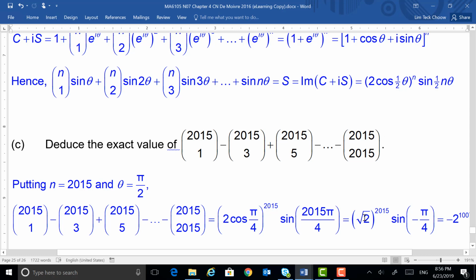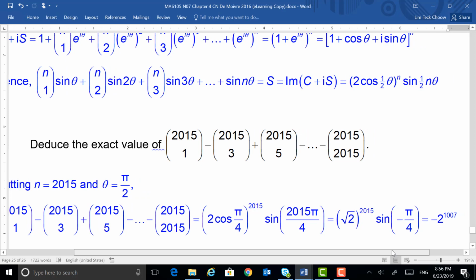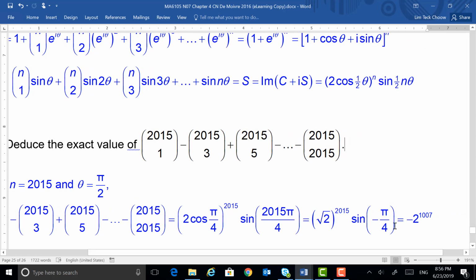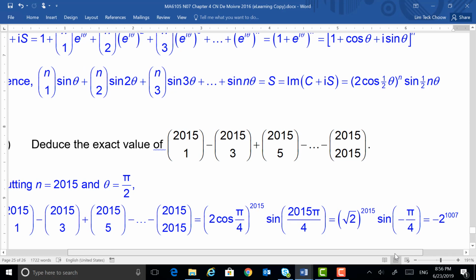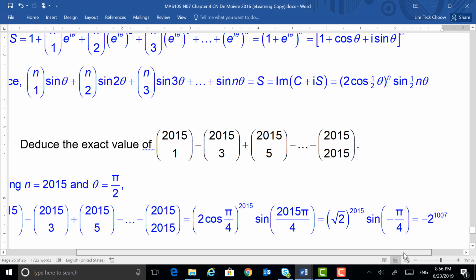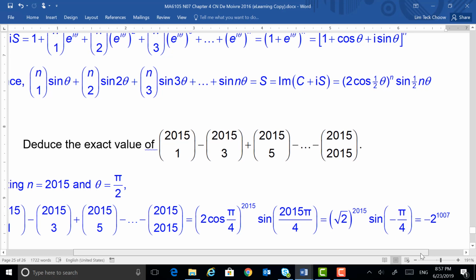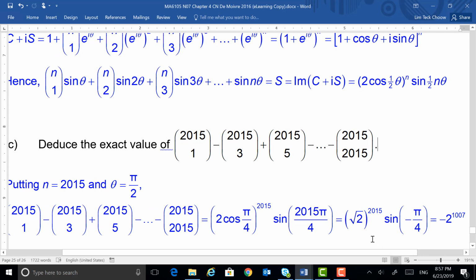So together with root 2 to the power of 2015, we should in the end obtain the answer of minus 2 to the power of 1007. And that's the answer therefore for the expression 2015C1 minus 2015C3 and so on and so forth. And that brings us to the end of the fourth application of chapter 4, and is also the end of chapter 4.